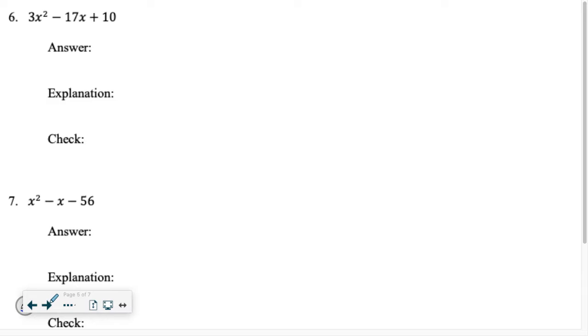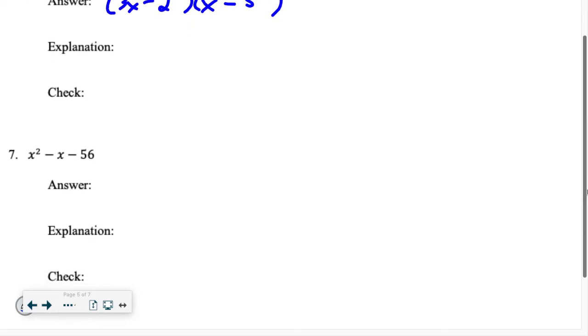So here I've got, for my answer, I know it has to be 3x and x. Because it's a negative here and a positive here, I know it has to be 2 negative signs. So when I go through here, I know it's got to multiply to a positive 10. So my options there are 2 and 5 and 1 and 10. So when I do this, I'm going to find out that it's going to be 3x minus 2 and x minus 5.